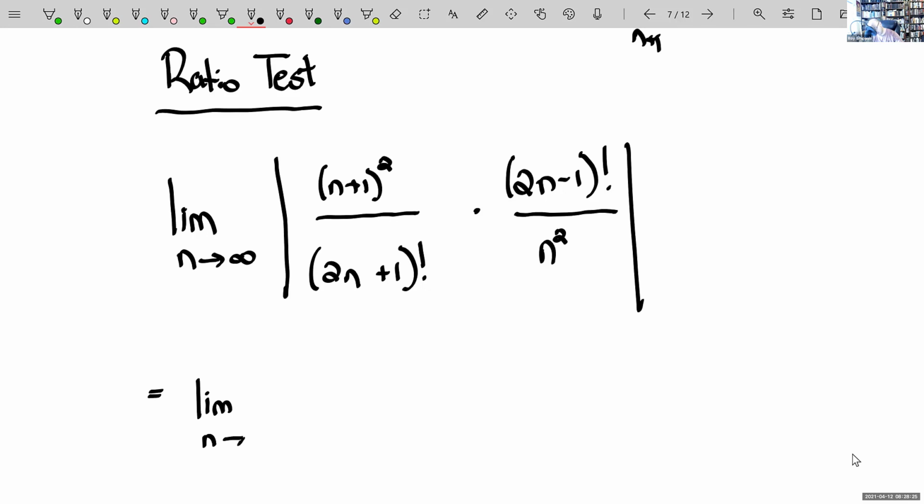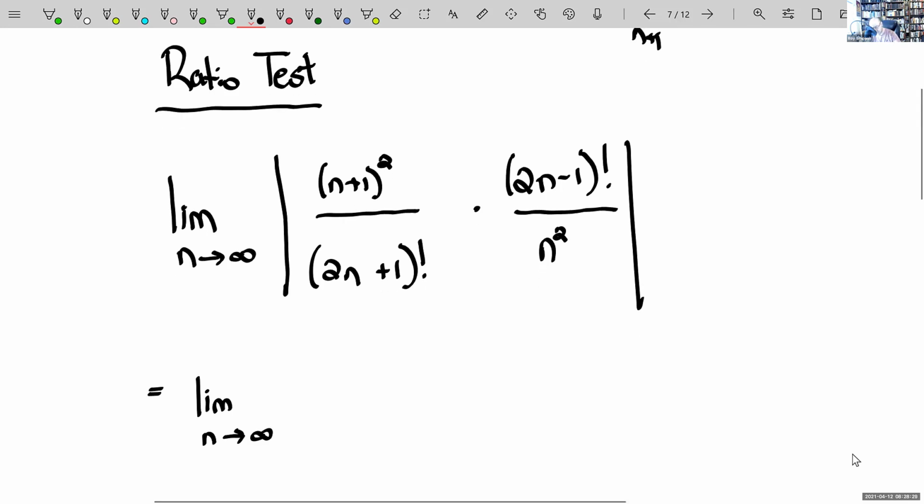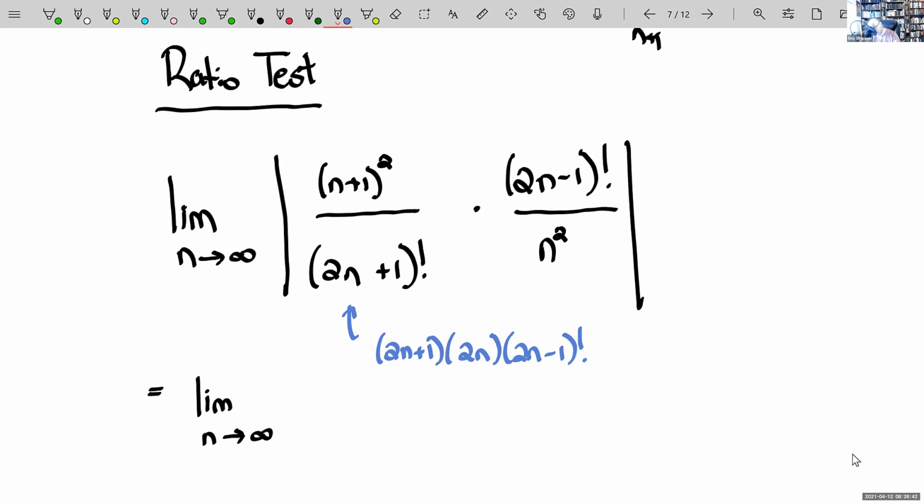That's the limit as n goes to infinity. Let's see. 2n plus 1 factorial. Let me write this in blue ink for you. 2n plus 1 factorial is 2n plus 1 times 2n times 2n minus 1 times 2n minus 2, times 2n minus 3 times 2n minus 4, and so on, basically 2n minus 1 factorial. So you can see what will cancel between numerator and denominator there.